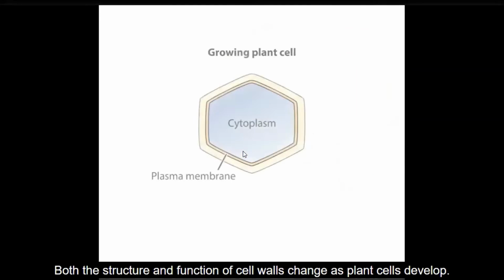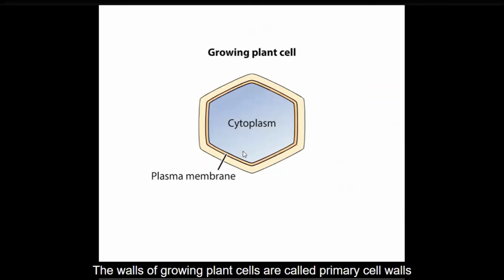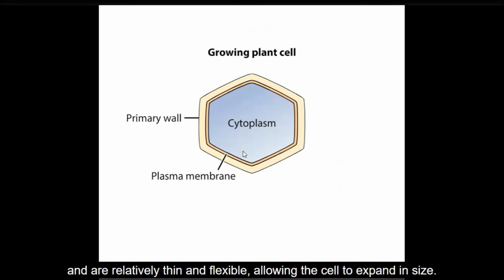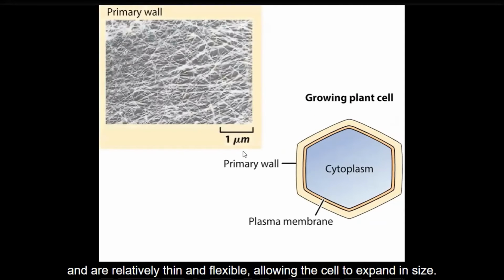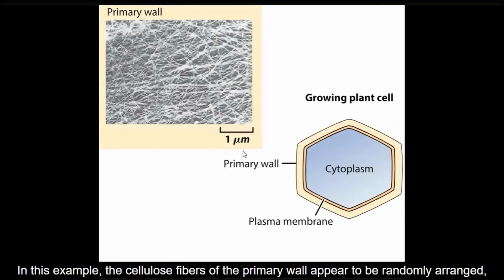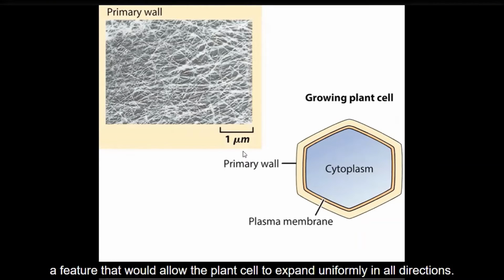Both the structure and function of cell walls change as plant cells develop. The walls of growing plant cells are called primary cell walls and are relatively thin and flexible, allowing the cell to expand in size. In this example, the cellulose fibers of the primary wall appear to be randomly arranged, a feature that would allow the plant cell to expand uniformly in all directions.